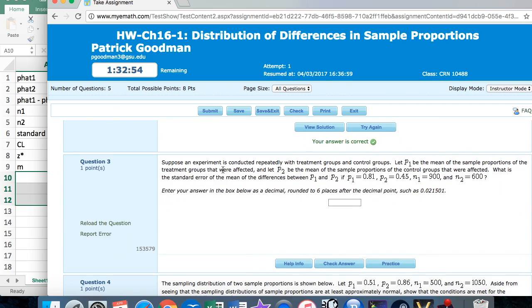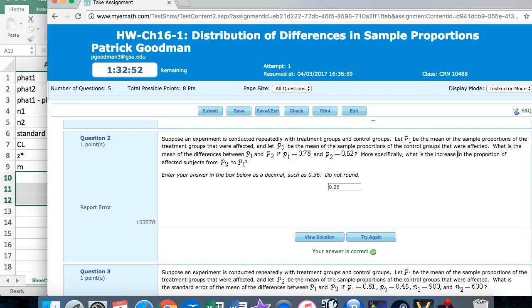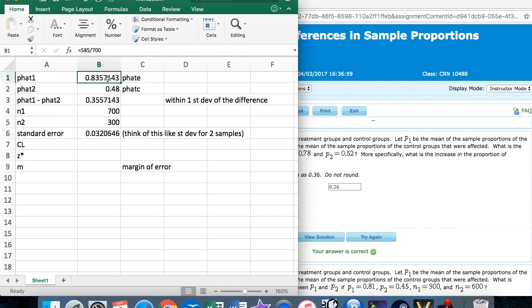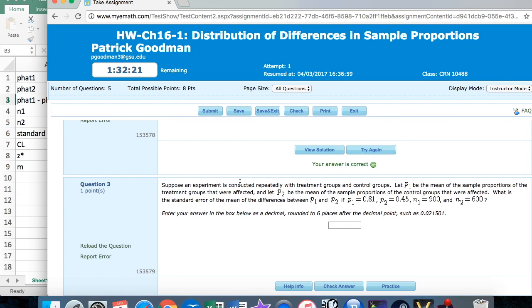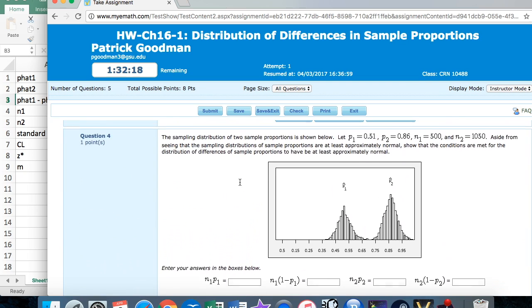So most of these are pretty much the same thing. They're like, what is the increase in proportion affected subjects from P2 to P1? This just means what is your percent difference from your second proportion to your first proportion. So that just means P hat 1 minus P hat 2. Well, they give you P hat 1 is 0.78, and P2 is 0.52. So we just put them in here, so 0.78 and then 0.52, and your P hat 1 minus P hat 2 would be about 26%. So that's pretty much all of these guys.